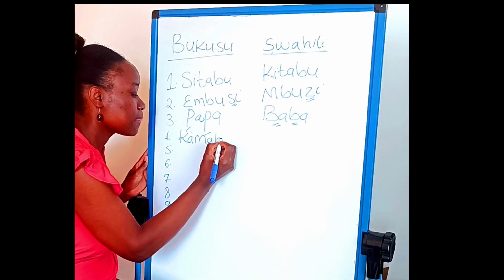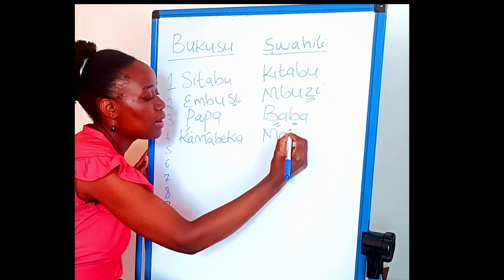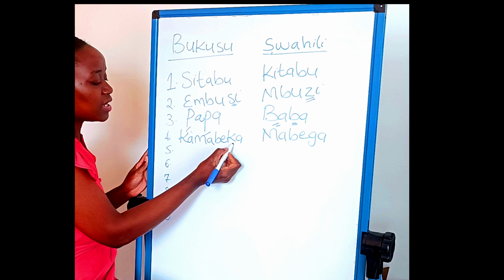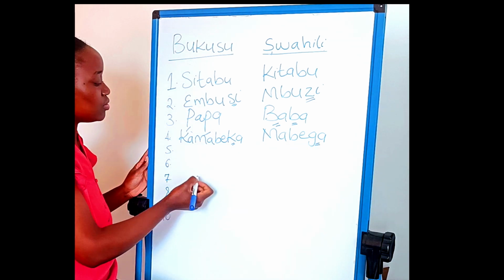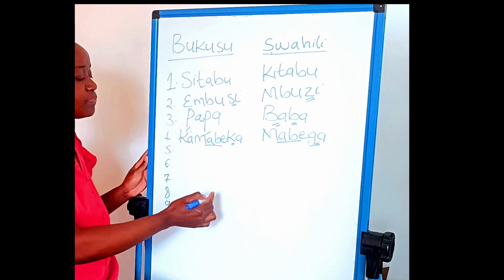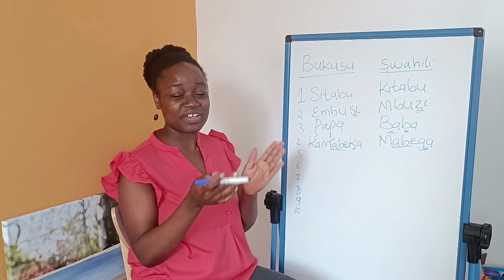Kamaveka, and this one is mabega. So you see the K has become G, you know, and then mabega has just mabe has remained mabe, okay? So kamaveka, mabega. Very, very similar, very, very interesting.